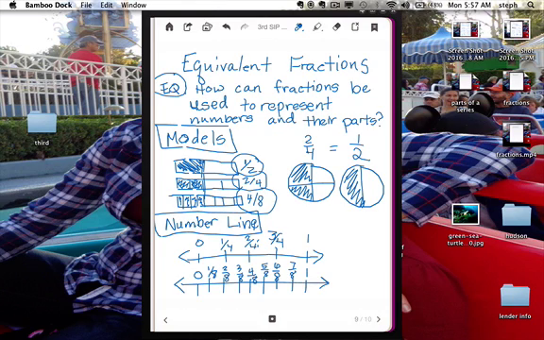We can also use the number line to see this. So if they line up on the number line, that means they're equivalent fractions. So if you look, 1/4 and 2/8 are equal to one another. They're at the same distance from 0. 2/4 and 4/8 are equal to each other because they're the same distance from 0. And 3/4 and 6/8 are equal to one another because they're the same distance on the number line.